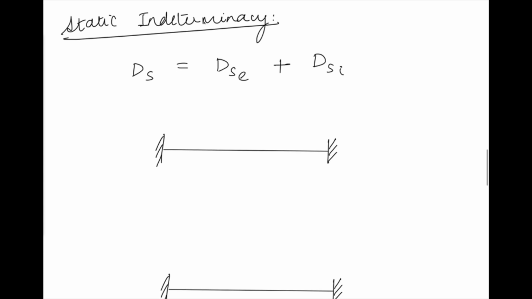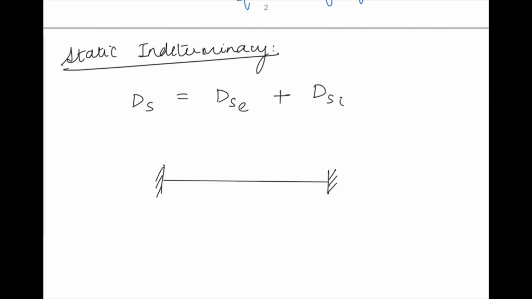How do you determine the static indeterminacy? This is a question which is asked in a lot of interviews. For the overall stability, your degree of static indeterminacy is equal to the external static indeterminacy plus the internal static indeterminacy.